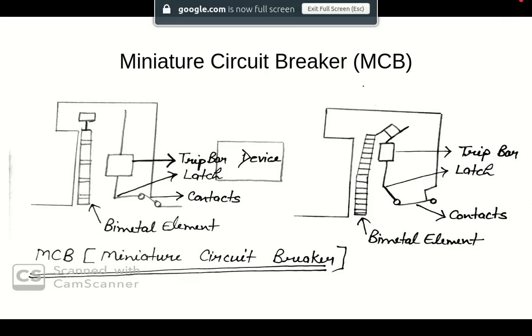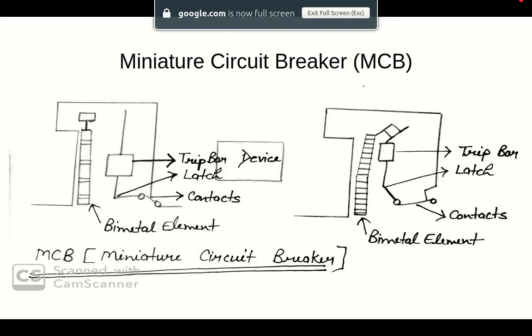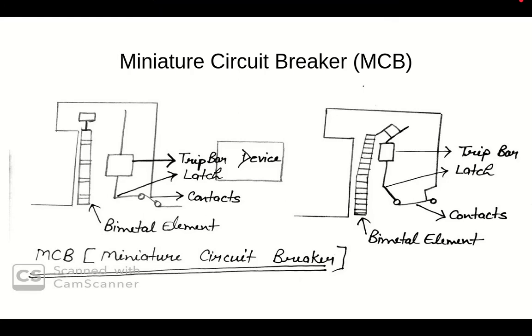Now first of all, what is MCB? MCB means miniature circuit breaker. MCB is an electromechanical switch that performs the same protective function as an SFU. SFU, as we discussed in the previous lecture, means switch fuse unit.